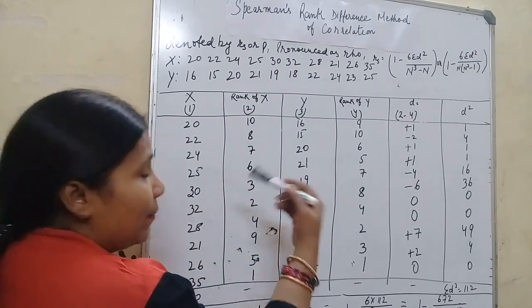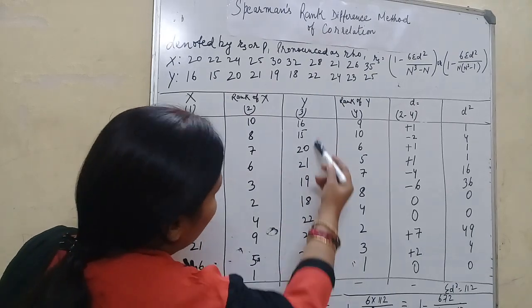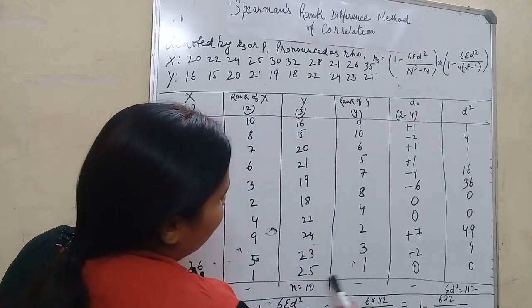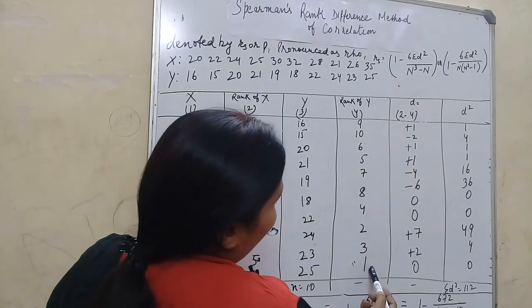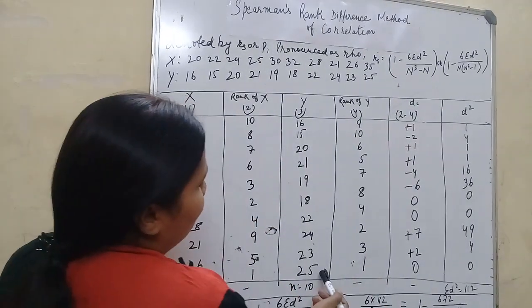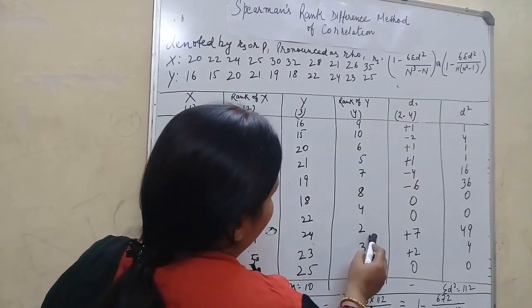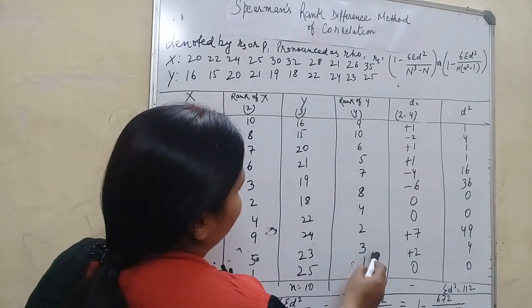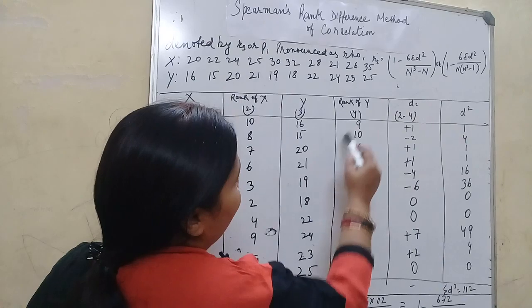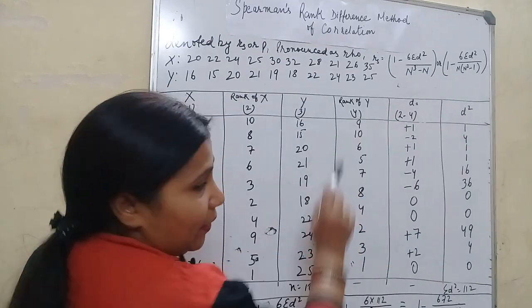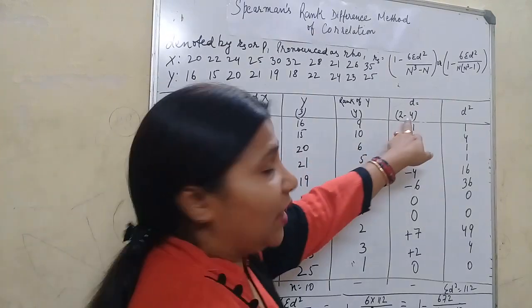The same method is followed for the y series. In the y series, the largest value is given the first rank. Here 25 is the largest, so I have given it 1. After 25 comes 24, which gets the second rank, 23 gets the third rank, 22 the fourth rank. You follow this and give ranks 1 to 10. Okay, got it? Now we make the D.